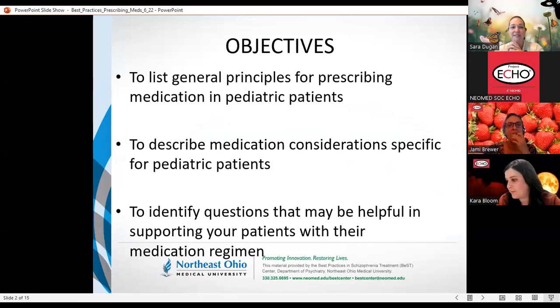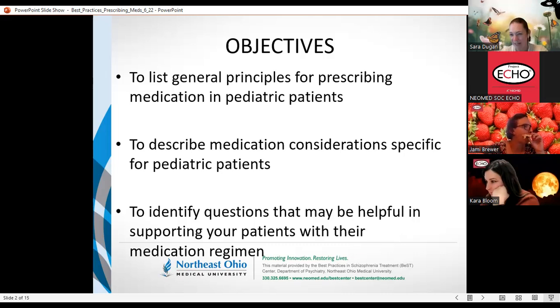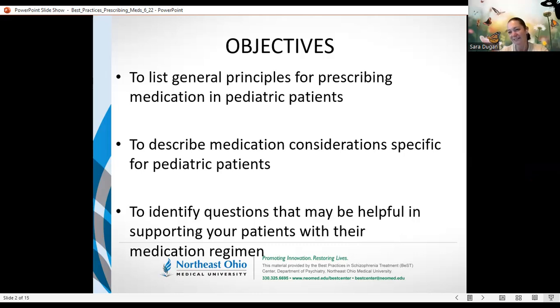So three objectives that I hope to focus on today. List the general principles. We're going to start with this. It's going to be the structure for the presentation, and that's what we're going to end with. We are going to describe some medication considerations that are a little more specific to pediatric and adolescent patients, and then identify some questions that maybe you'd be able to use that could be helpful in supporting your patients as well as their family and caregivers with their medication regimen.